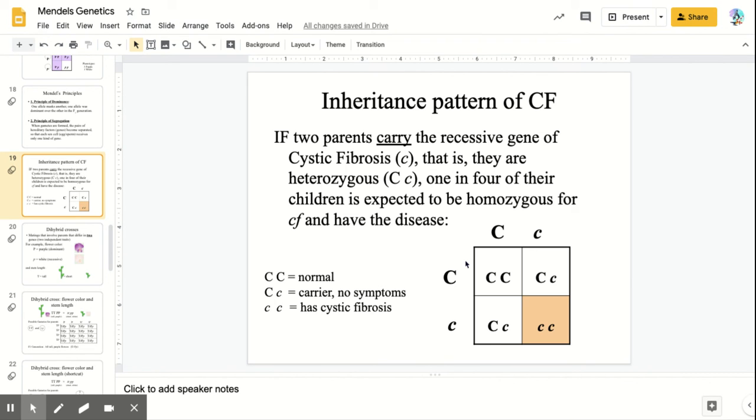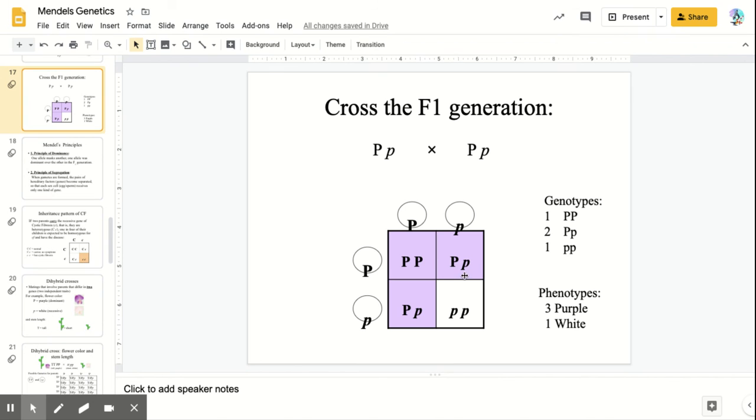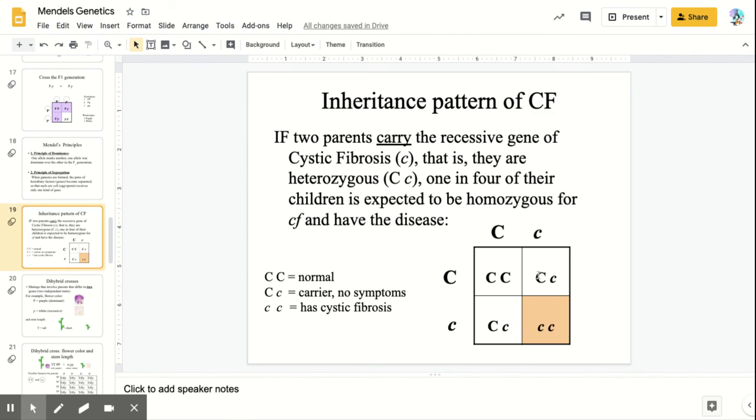But if you are heterozygous, if you're just a carrier, you lead a normal life. However, if you have children with somebody that's also a carrier, 25% of the time you have a chance of having a child with CF. So this is saying that 3 children could be normal and 1 could have cystic fibrosis. Same thing, just flipping it from the 3 tall or the 3 purple, 1 white. You're saying 3 normal, 1 having CF.